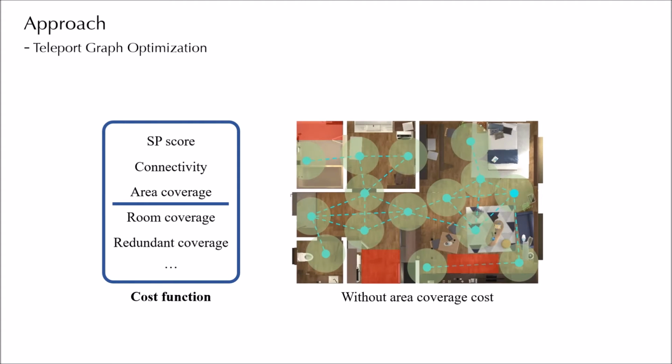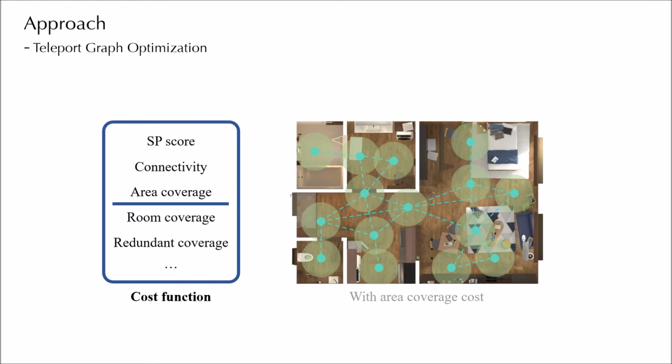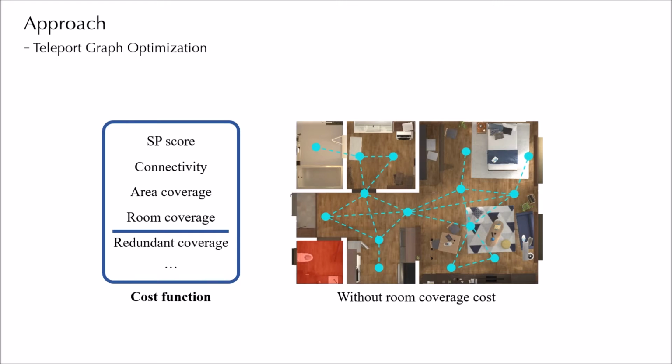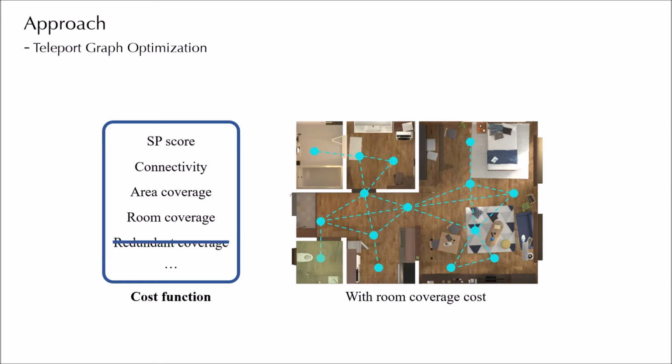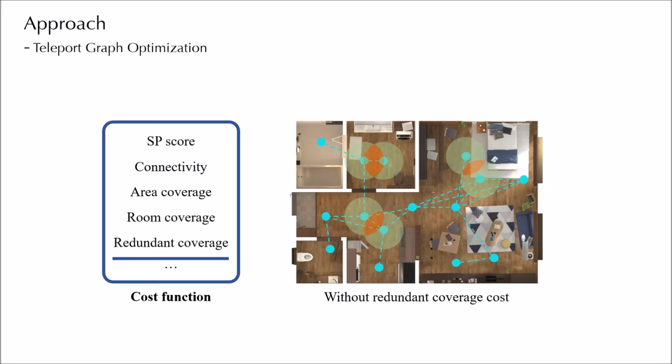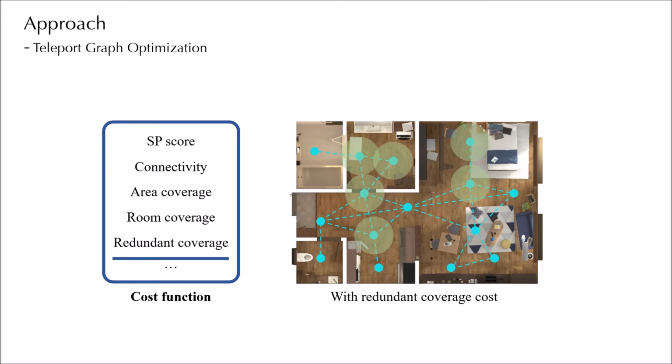With the area coverage consideration, areas highlighted in red are covered. With the room coverage consideration, the bathroom at the lower left is covered. With the redundant coverage consideration, overlap of neighborhood areas of the highlighted nodes decreases.